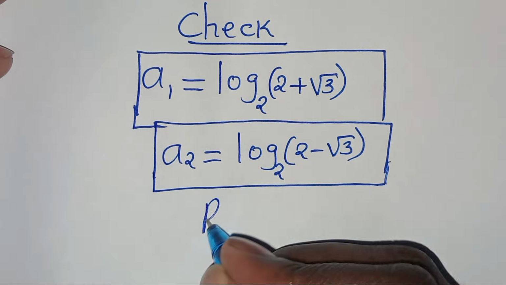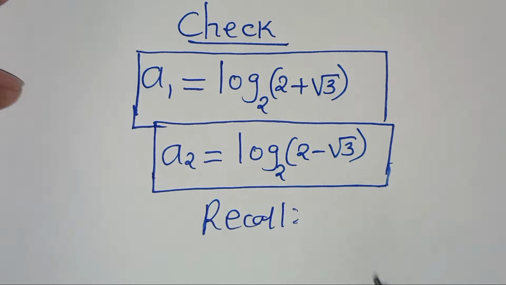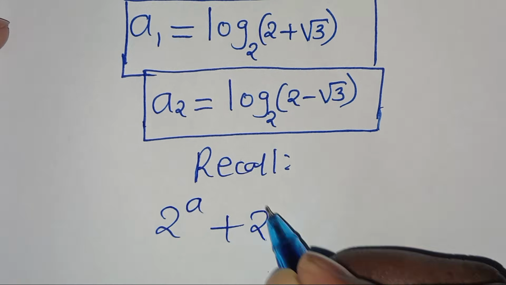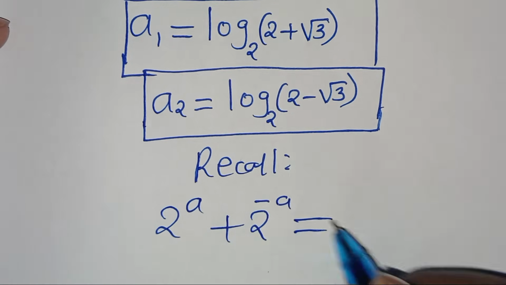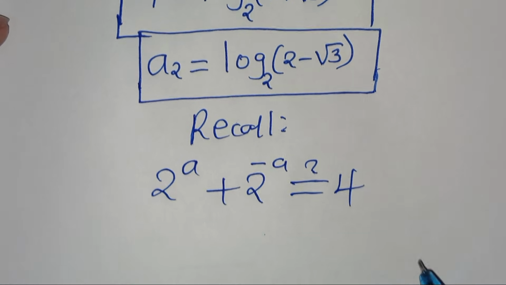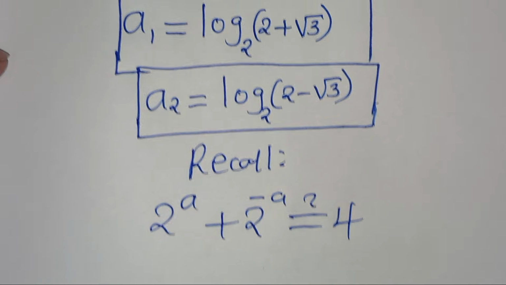Now if you recall, we have that 2 to the power of a plus 2 to the power of negative a. This is supposed to give us a value of 4. So let's substitute a1. Let's start with a1.